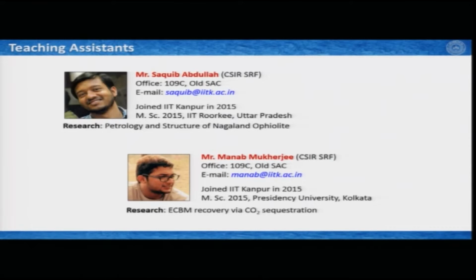Saqib and Manav, these two are the TAs of this course. They are teaching assistants. Both of them are my PhD students. They are CSIR senior research fellows in IIT Kanpur. Saqib joined in 2015, and Manav as well. Saqib works on petrology and structure of Nagaland ophiolite sequences, and Manav works in the direction of rock physics, and he works on enhanced coal bed methane recovery via CO2 sequestration.